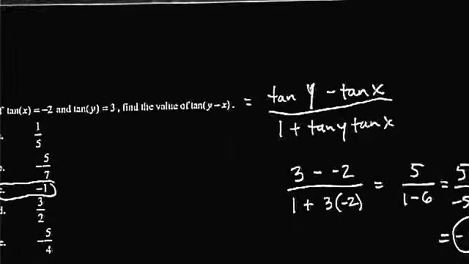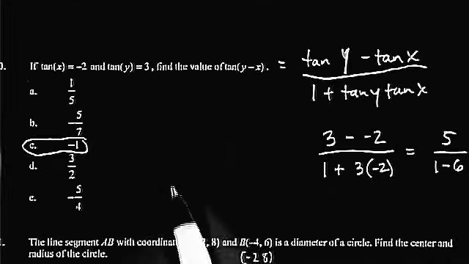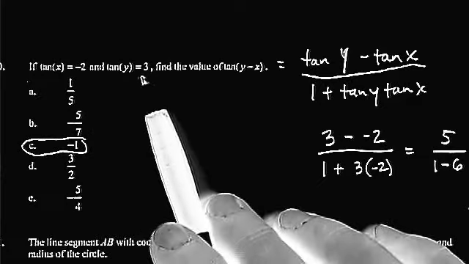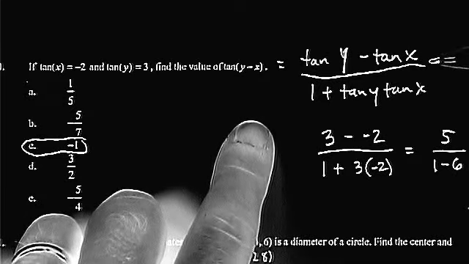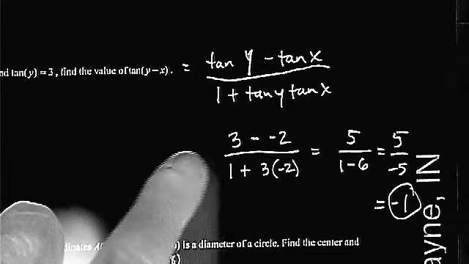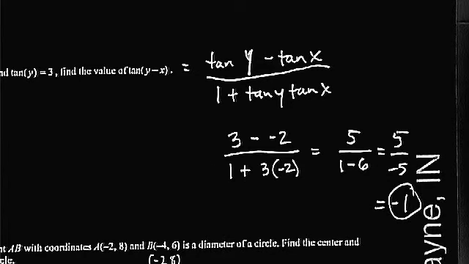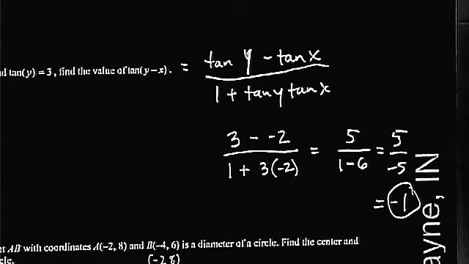Question 30. I've got tangent x equals negative 2, tangent y equals 3. Find the value of tan(y minus x). And I used this particular property, substituted in all the values, and solved, and I got negative 1. That was a pretty straightforward question.